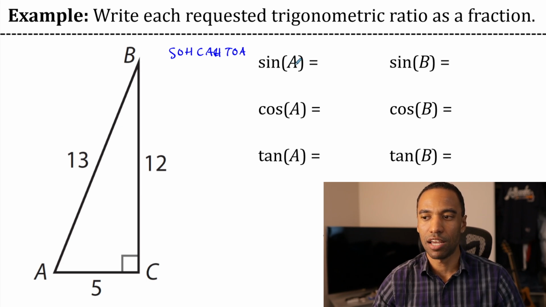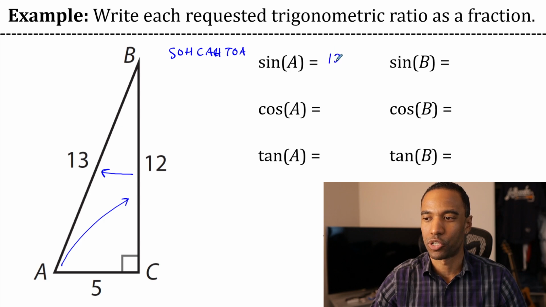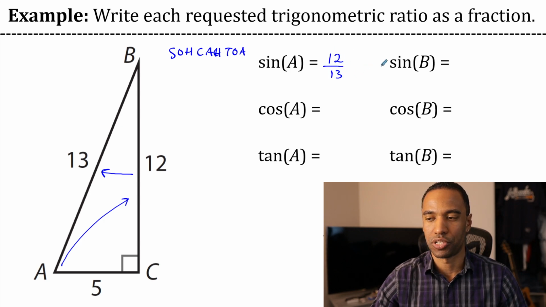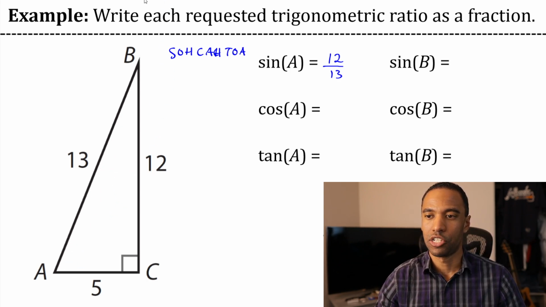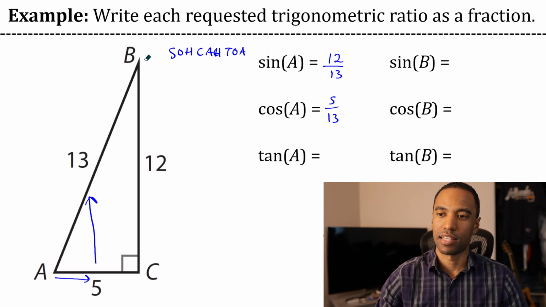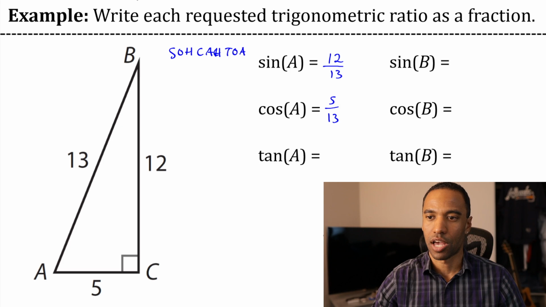If I'm taking the sine of A, sine is opposite over hypotenuse. I'm going to take the opposite of A over the hypotenuse of the triangle. That is 12 over 13. That's all. I'm just going to write that. Cosine of A is adjacent over hypotenuse. Again, cosine is adjacent over hypotenuse. Adjacent is 5 over hypotenuse is 13. And then the tangent of A is opposite over adjacent. That's 12 over 5.